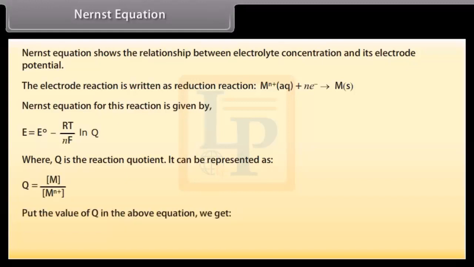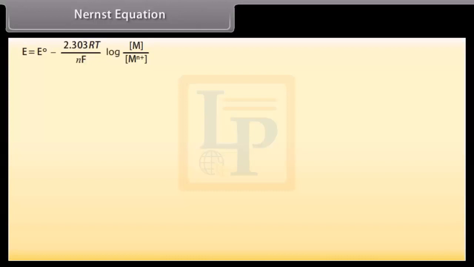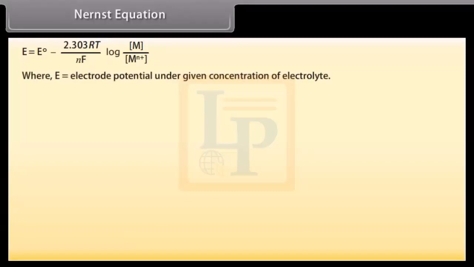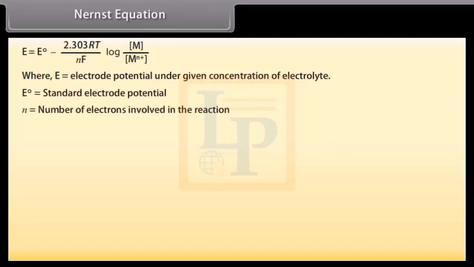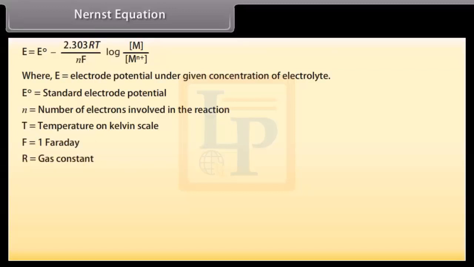Put the value of Q in the above equation. We get E is equal to E naught minus 2.303 RT upon nF log M upon M ion, where E is equal to electrode potential under given concentration of electrolyte, E naught is equal to standard electrode potential, n is equal to number of electrons involved in the reaction, T is equal to temperature on Kelvin scale, F is equal to 1 Faraday, R is equal to gas constant.